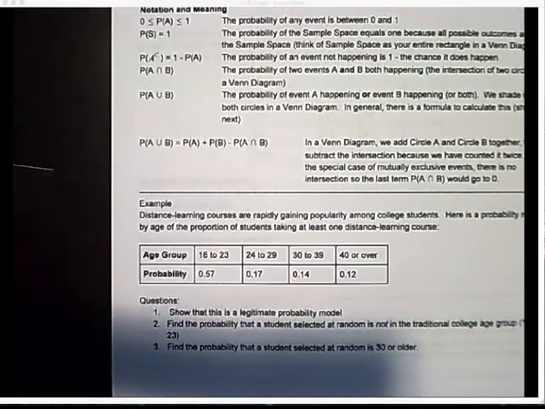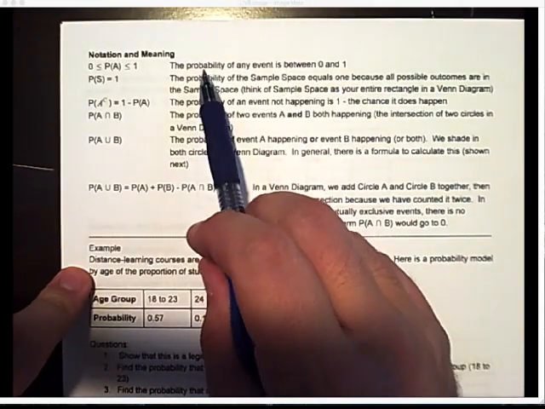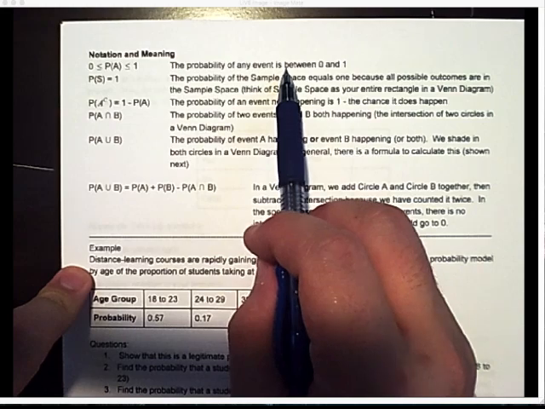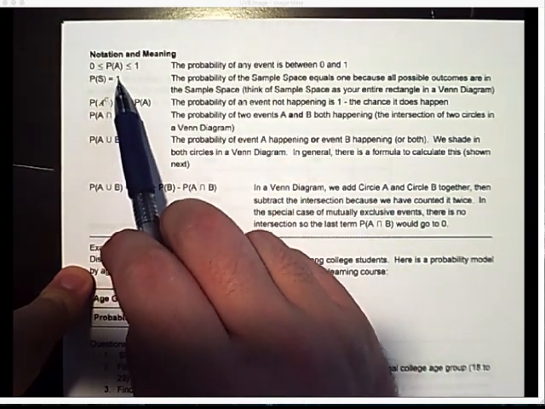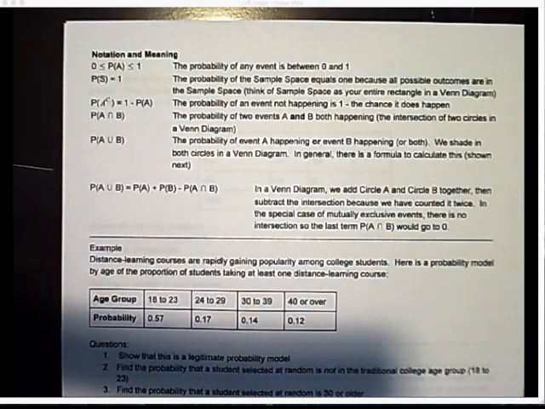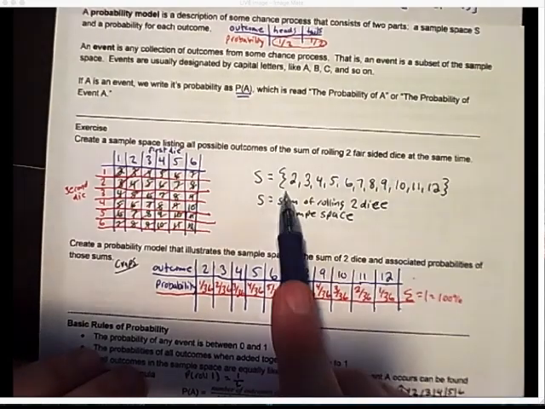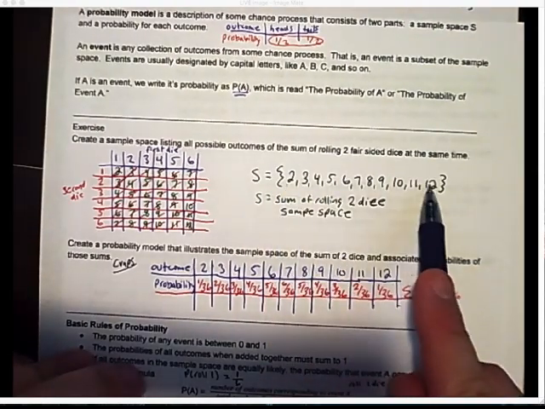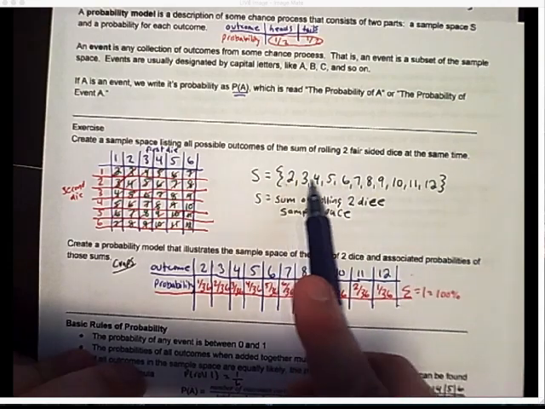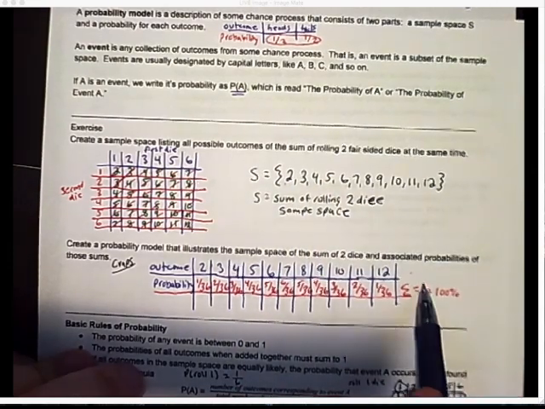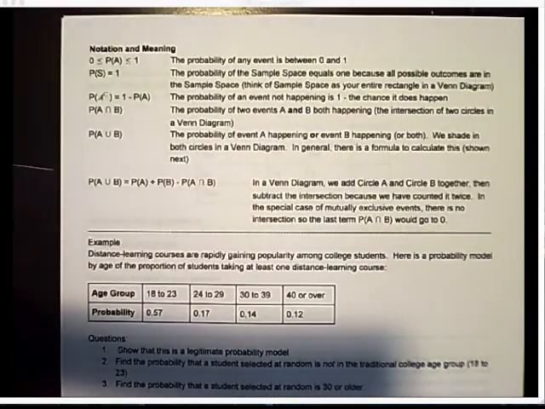Right. On to the next page. Some notation. We already talked about this. The probability of any event is between 0 and 1. The probability of the entire sample space equals 1. So what they're saying, based on this previous thing, here was my sample space for the sum of rolling two dice. If you were to add all the probabilities of getting these numbers, like down here, it equals 1. Okay, that's what that part means.